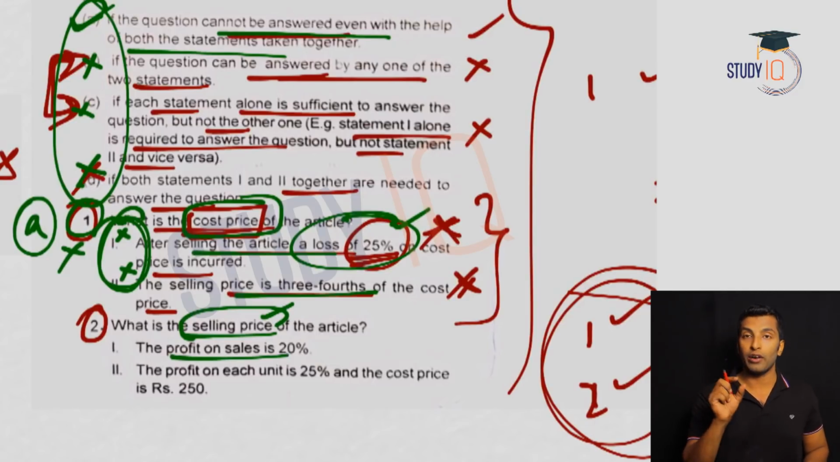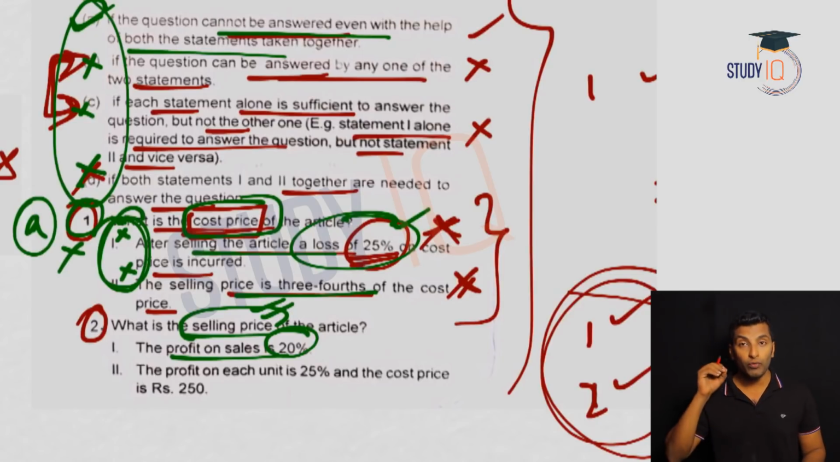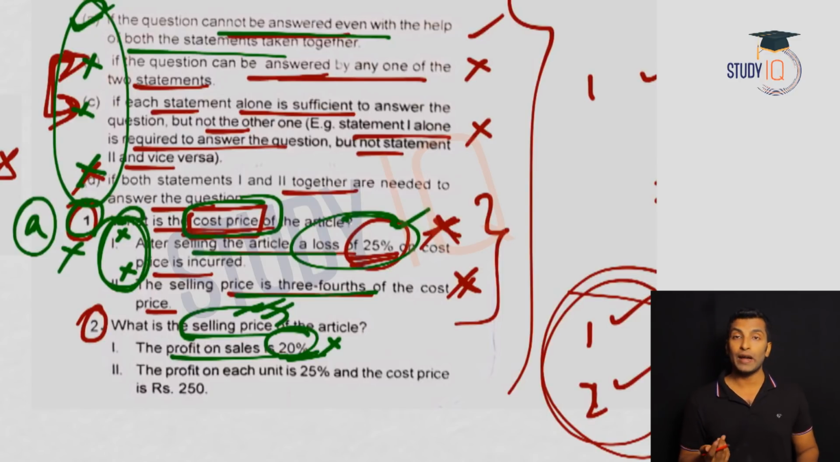Take the first statement alone. Let's take the two statements independently. The profit on sales is 20%. Profit percentage is given, and they're asking for the selling price. Can you find it? You just know you got a 20% profit. So can you find the selling price? No. You don't need to think about it or do any calculation. Just using the concept, you cannot find it, because profit percentage is given and you're asked to find the price in rupees. That's the logic. Let's take the second statement alone.